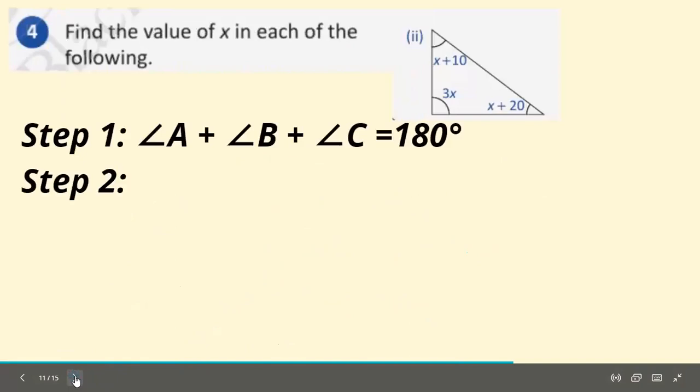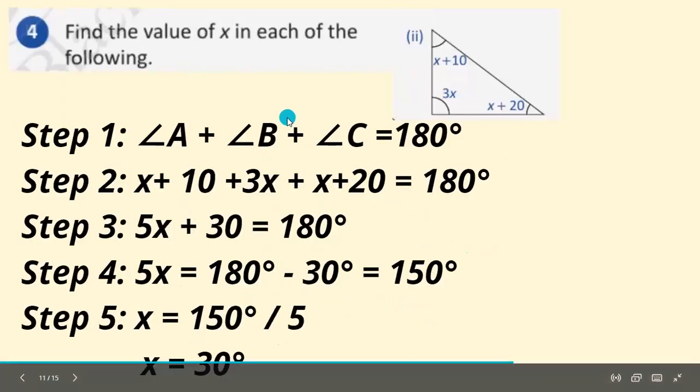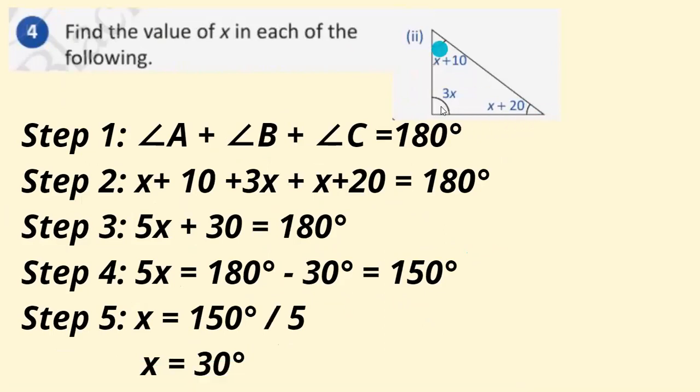Now the next problem. Find the value of x in each of the following. So look at this diagram. All the angles have been marked using the variable x. This angle is 3x, this angle is x plus 20, and this angle is x plus 10. We are going to find the value of x. So how to find it? We know that if we add all three angles, the angle sum property is 180 degrees. So I am going to take these angles as A, B and C.